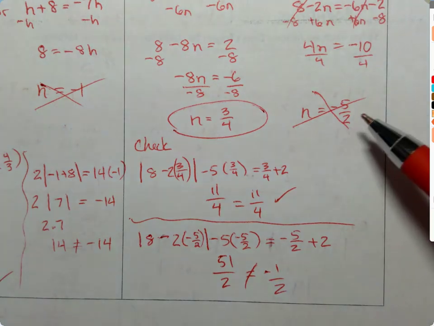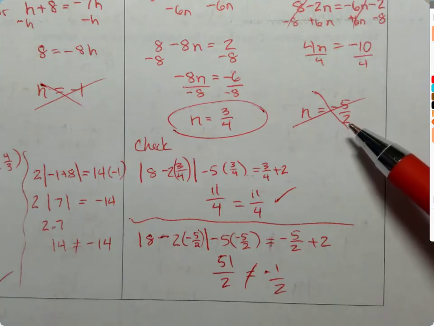And what is this called when it's not right? It's a false answer, or we could use the word extraneous, or you could see the word erroneous.